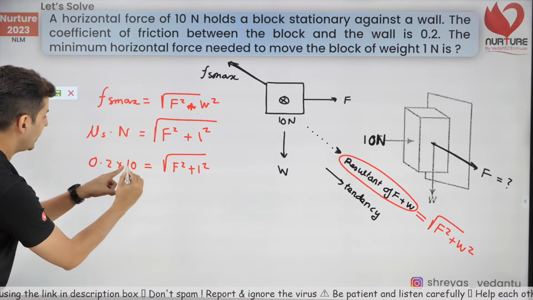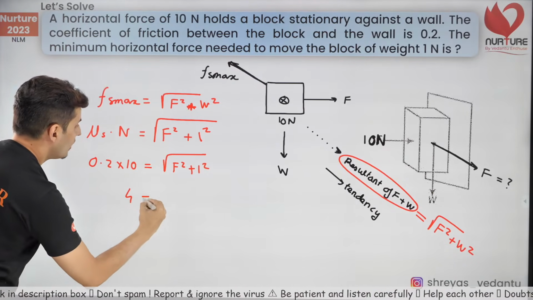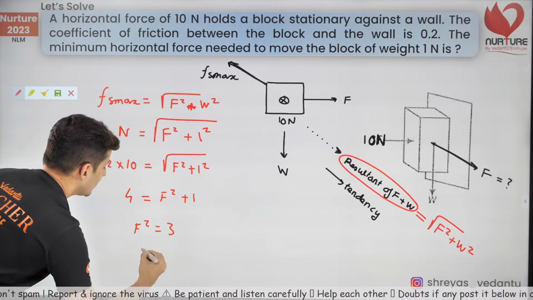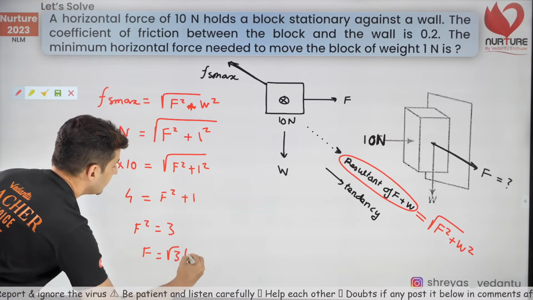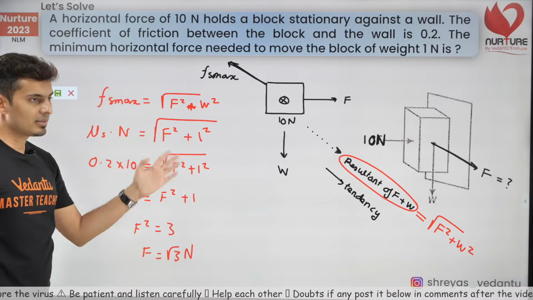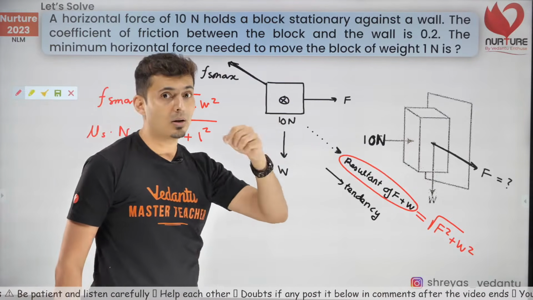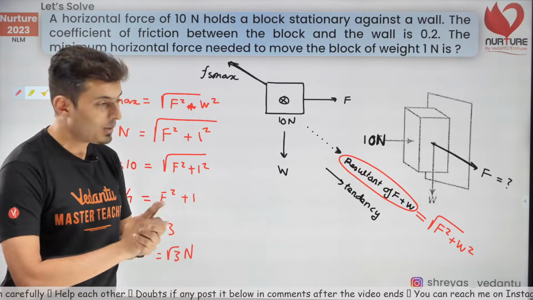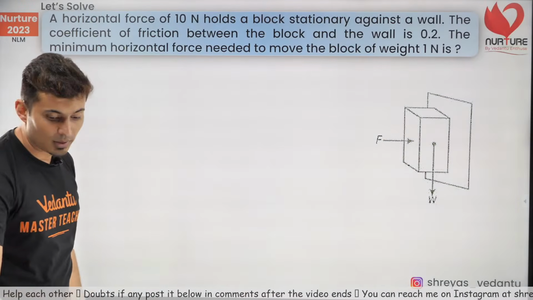Squaring it. By the way, 0.2 into 10 is 2. 2 square is 4. 4 is F square plus 1. So F square is 3. So F is root 3 Newton. You can solve this. This is not the difficult part. The difficult part is to figure out the direction of friction is at an angle. So beautiful question.